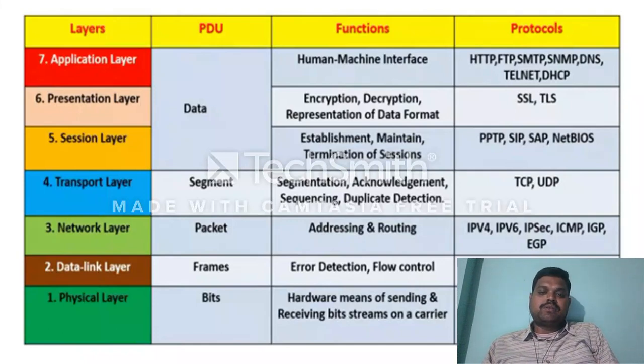The data link layer PDU is called frames. The main functionality is error detection, error correction, and flow control. Medium access is also a functionality of the data link layer. Example protocols are Frame Relay, ATM, and Point-to-Point Protocol. And the bottommost physical layer functionalities are the hardware means of sending and conversion of data into a suitable format for transmission. Example protocols are USB and Bluetooth.